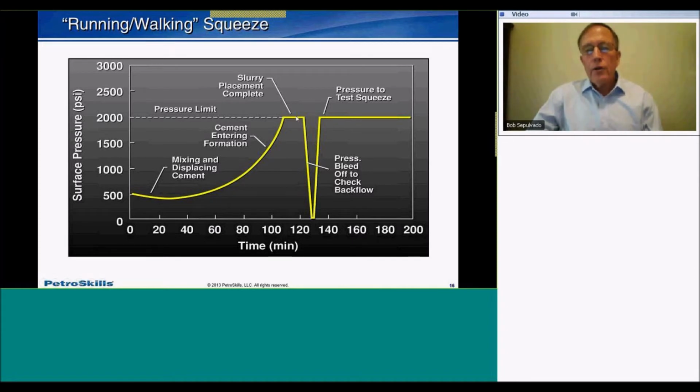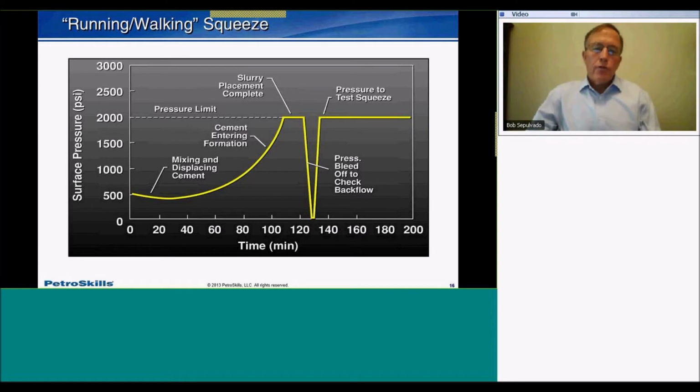And as you did before, hold the pressure, release the pressure, bleed off, check the flow back, apply pressure, make sure everything's still good, and come out of the hole, wait on cement, and go in and drill out and pressure test. This is an ideal situation. If you can walk into a squeeze like this, this is the preferred thing to happen.